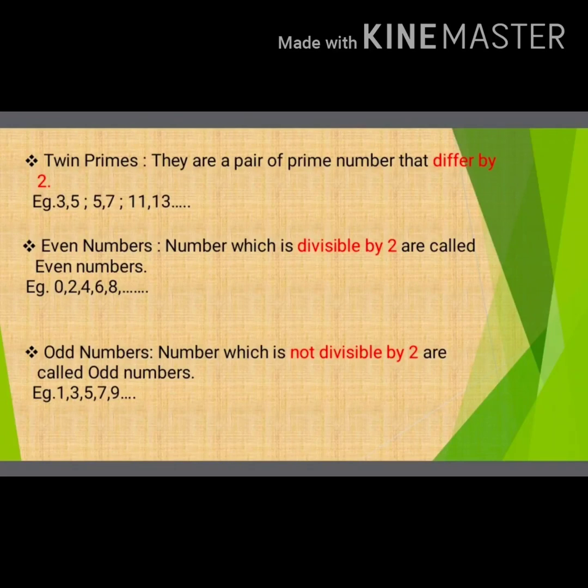Even numbers. We are all familiar with what are even numbers and odd numbers. Numbers which are divisible by 2 are called even numbers. Example: 0, 2, 4, 6, 8 and so on. Odd numbers. Numbers which are not divisible by 2 are called odd numbers. For example, 1, 3, 5, 7, 9 and so on.